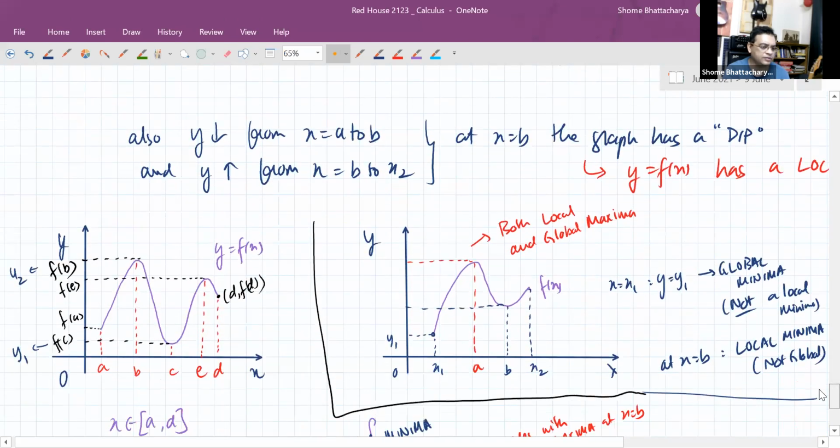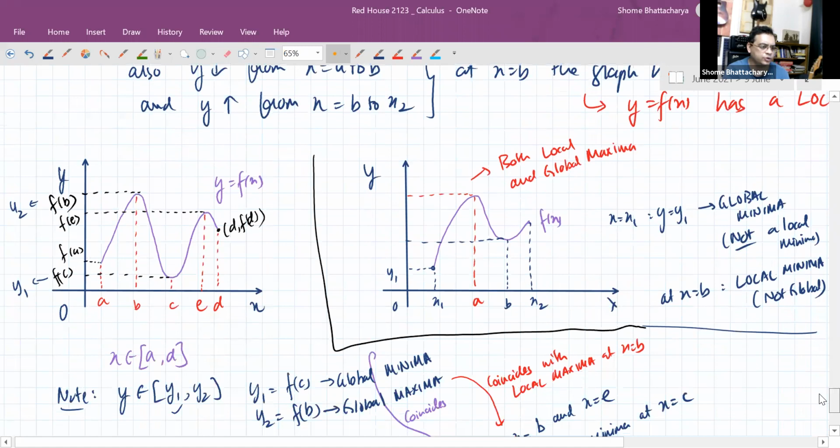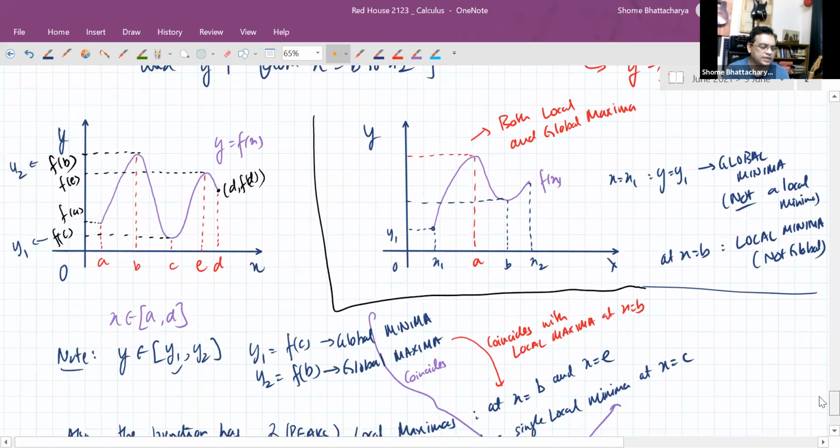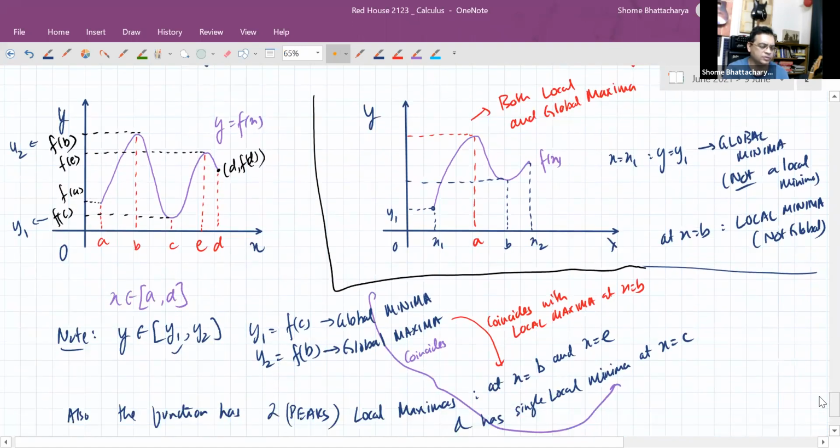Now, the shape of the graph has to be such that it's a peak for it to be called local maxima, and it has to be a dip for it to be called local minima. And how do we recognize a peak and a dip? Either from the graph of the function if you know it, or otherwise by analyzing the derivative of the function. If the derivative is switching from positive to negative, that means there's a peak at that point.